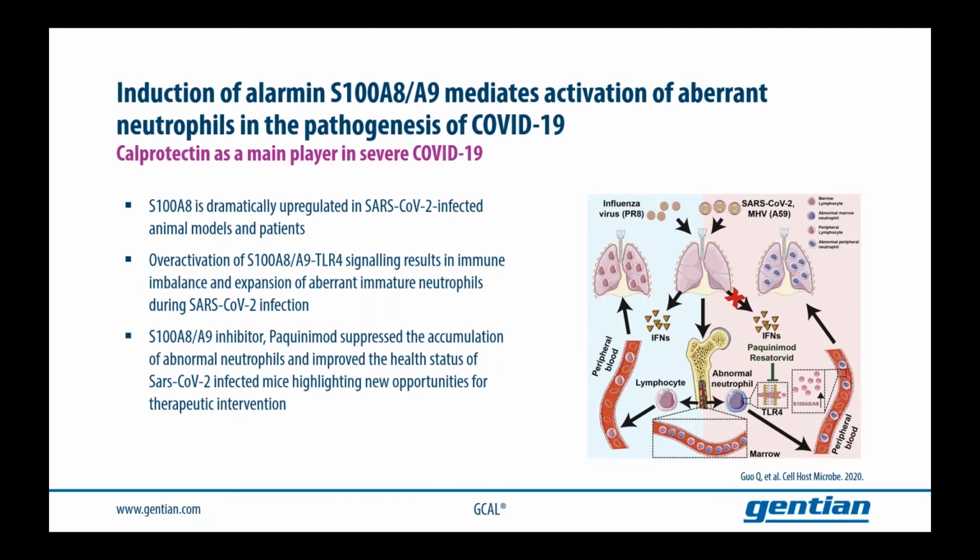They confirmed that overactivation of calprotectin, toll-like receptor 4 signaling, results in immune imbalance and expansion of abnormal immature neutrophils during SARS-CoV-2 infection. They have also reported that an inhibitor of calprotectin, paquinimod, suppressed the accumulation of abnormal neutrophils and improved health status of SARS-CoV-2 infected mice, highlighting new opportunities for therapeutic intervention.